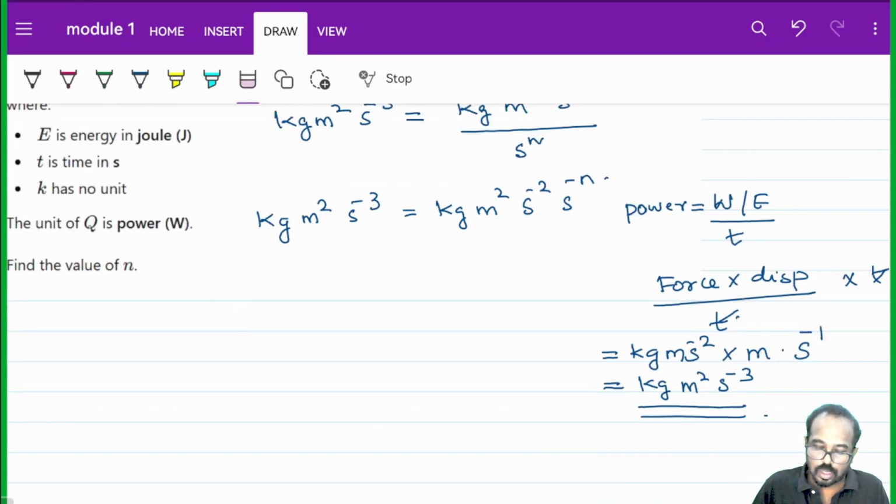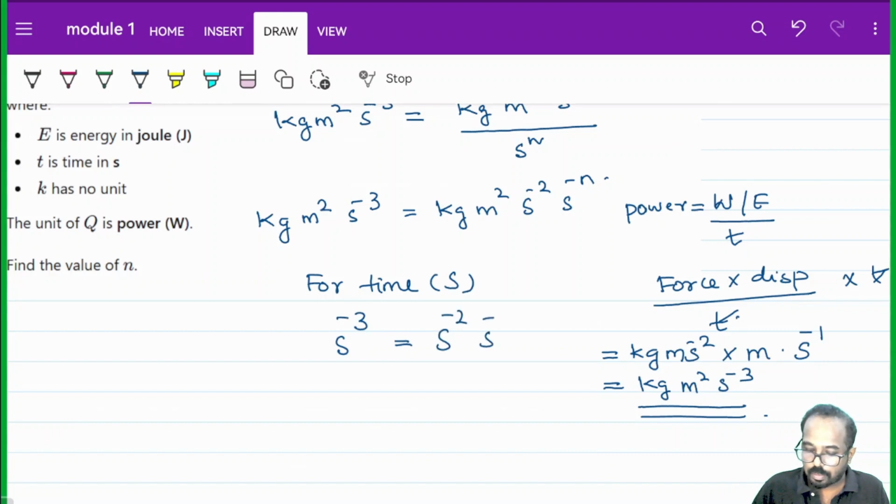Then you will check which is the required notation. n you need to find out, right? So n is given in seconds. So for time, that means second, left hand side second to the power minus 3, which is equal to second to the power minus 2 second to the power minus n. So when you combine this, what you will get? Second to the power minus 2 minus n, right? So left hand side minus 3, this power should be equal to this, right? So minus 2 minus n is equal to minus 3.